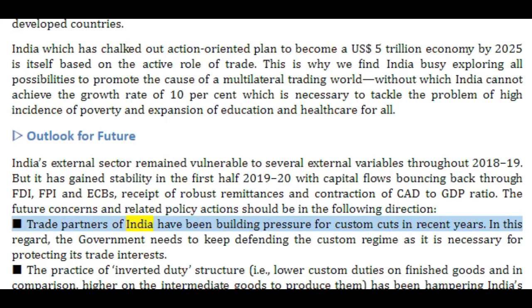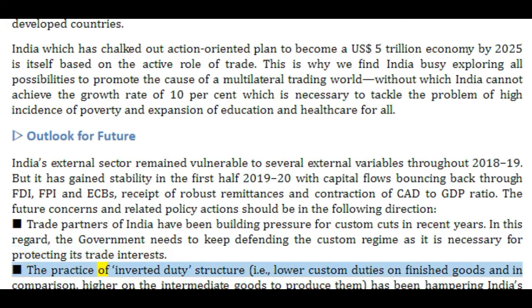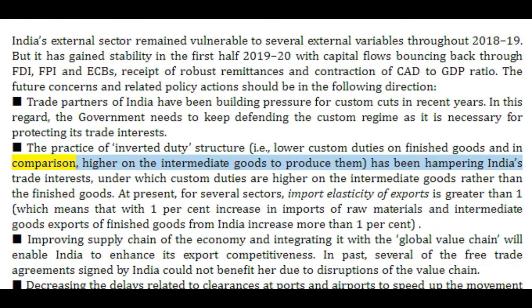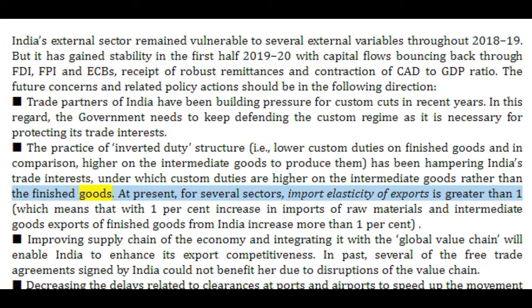Trade partners of India have been building pressure for customs cuts in recent years. In this regard, the government needs to keep defending the customs regime as it is necessary for protecting its trade interests. The practice of inverted duty structure, i.e., lower customs duties on finished goods and, in comparison, higher on the intermediate goods to produce them, has been hampering India's trade interests, under which customs duties are higher on the intermediate goods rather than the finished goods.